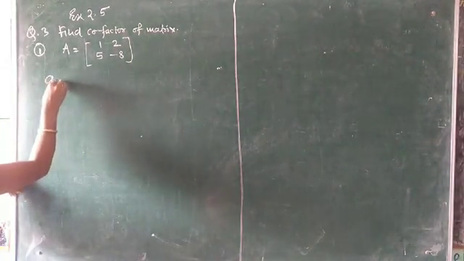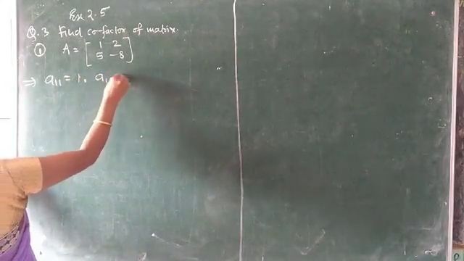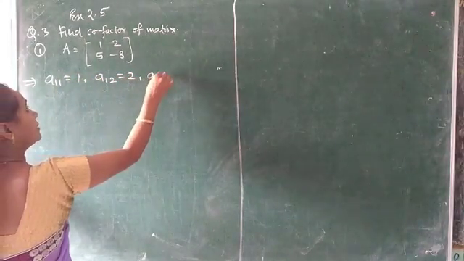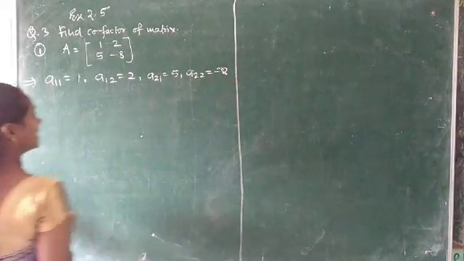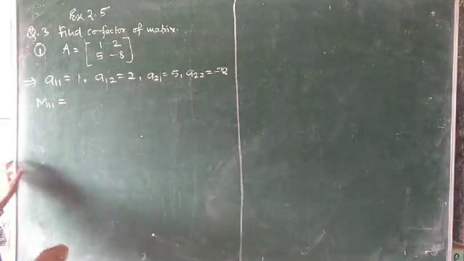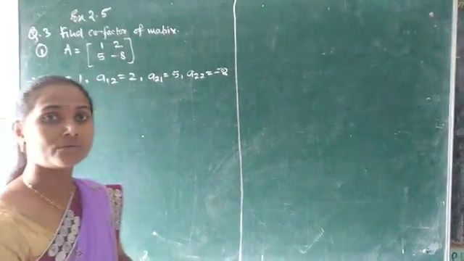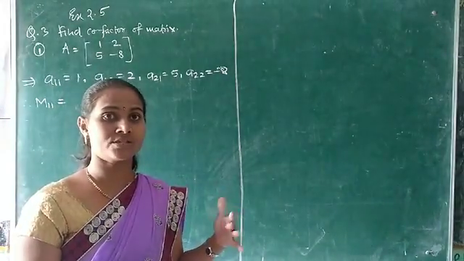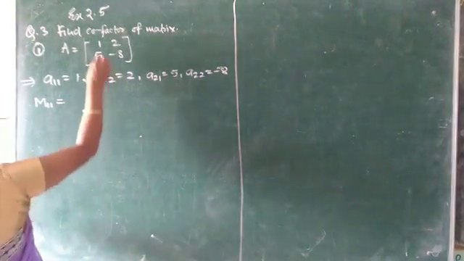So first, here we have the elements: A11 is equal to 1, A12 is 2, A21 is equal to 5 and A22 is equal to minus 8. Therefore, we need the minor M11, the minor of the first element. So, how to find the minor of an element? We have to delete the row and column in which the element Aij lies, that is the ith row and jth column.